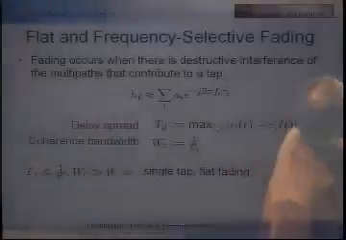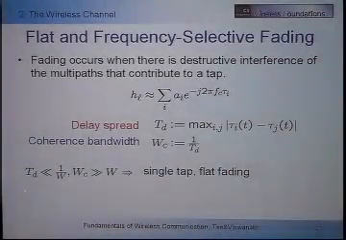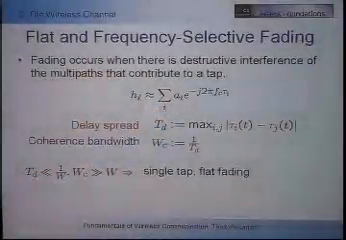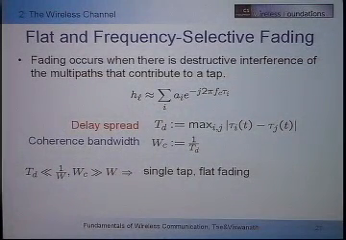Now, you can rewrite this condition, TD much less than 1 over W, by a different condition. If I take the reciprocal of TD, then I define this number to be what I call coherence bandwidth. In this section, there's a whole slew of terminology coming up. You just cannot avoid it. Terminology is terminology. You got to talk to people, and you got to understand the terminology. So the coherence bandwidth is the reciprocal of TD, and this condition can be rewritten as the coherence bandwidth is much greater than W.